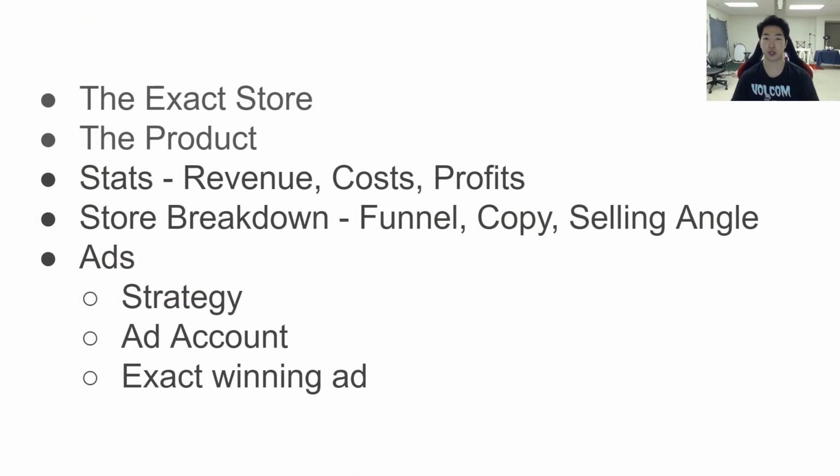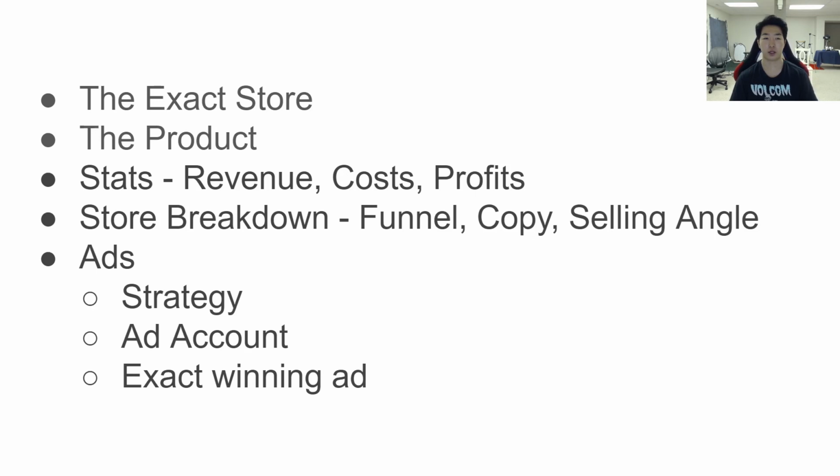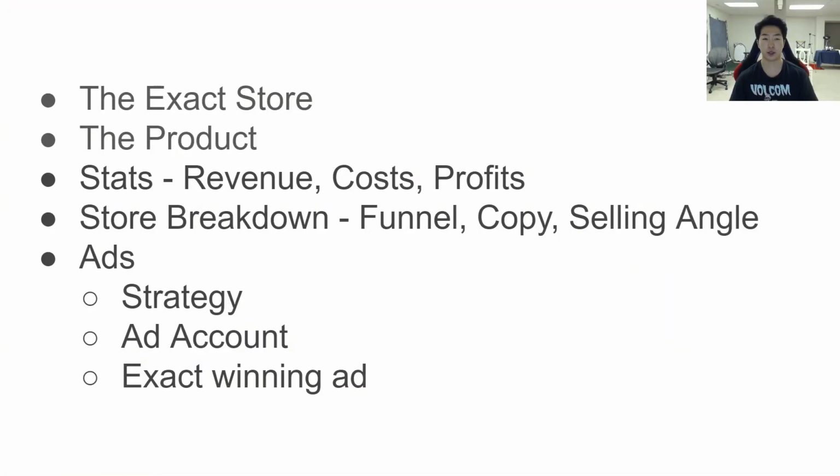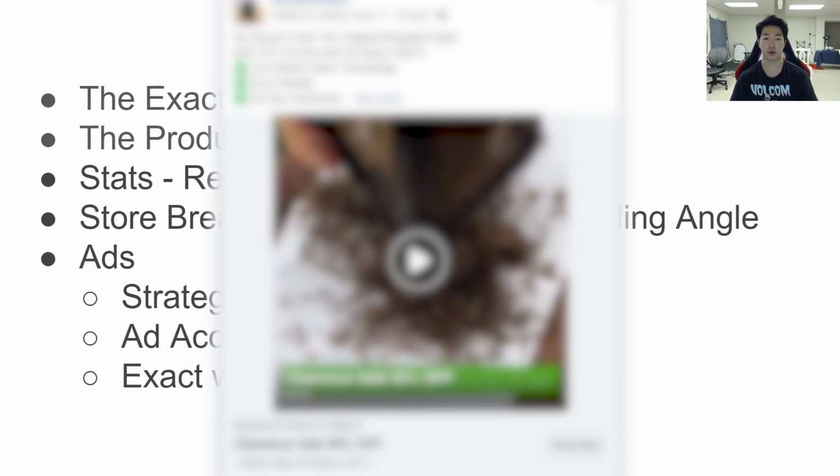I will be showing you guys the exact funnel layout that I used to increase my conversion rate, as well as the copy that I used and the unique selling angle that I used. And then when it comes to the advertisements, I'll show you guys a general overview of the ad strategy, and then I'll show you the backend of the ad account as to exactly how I ran the ads and how much money I spent on the advertisements. And then I'll also give you the exact winning ad copy that helped me generate 550k.